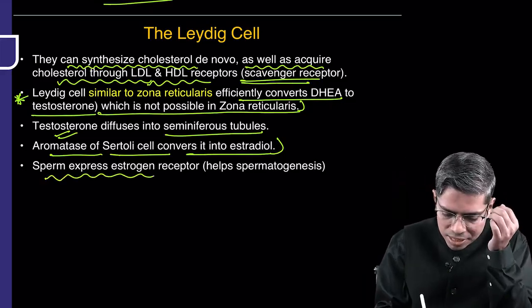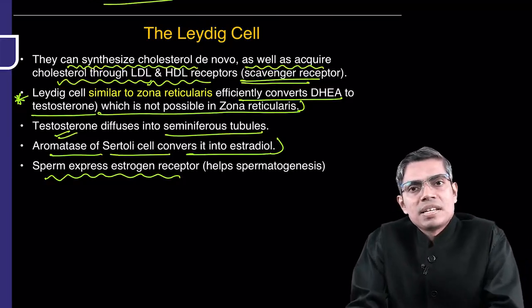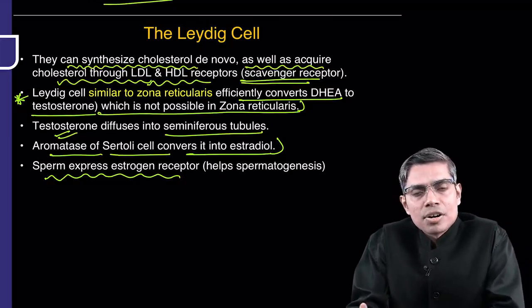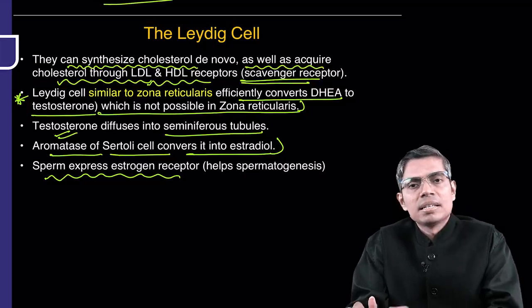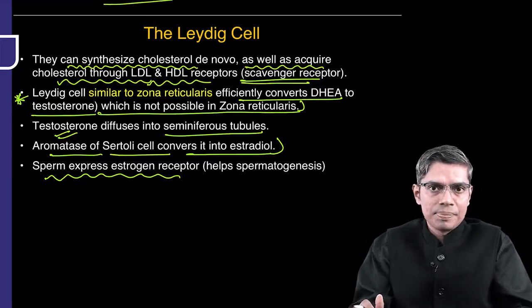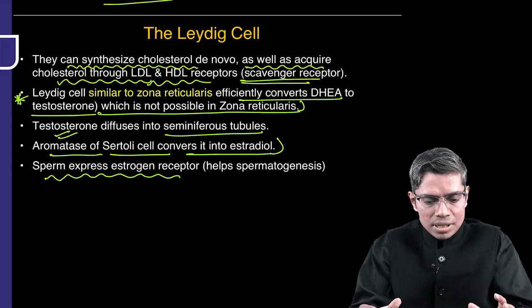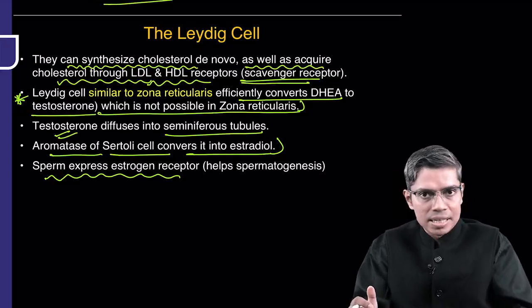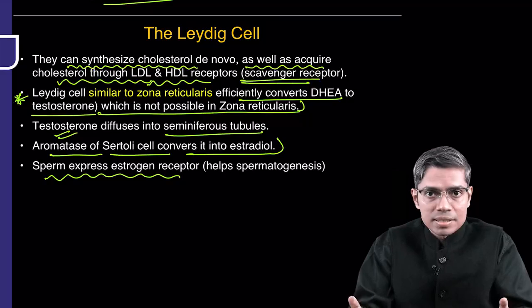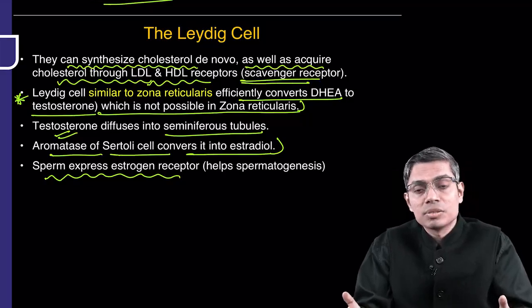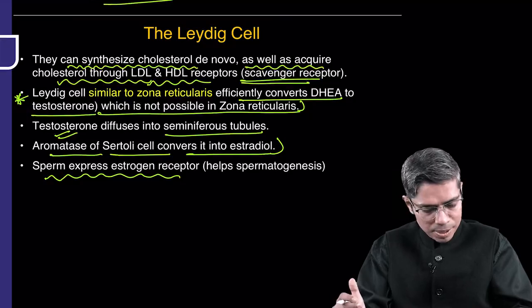Sperm expresses estrogen receptor. So previously I told you sperm does not contain androgen receptor, does not contain FSH receptor, but sperm contains estrogen receptor. And I'll tell you what is the function of this effect of estrogen on sperm, right? It helps in acrosomal biosynthesis. Estrogen helps in acrosomal biosynthesis at the level of sperm, right?